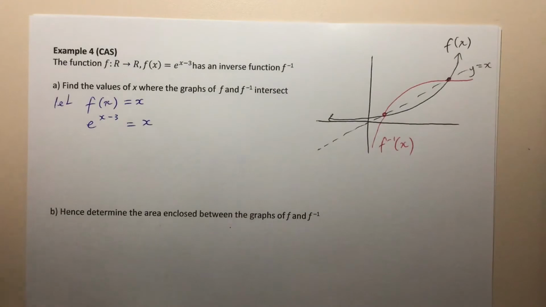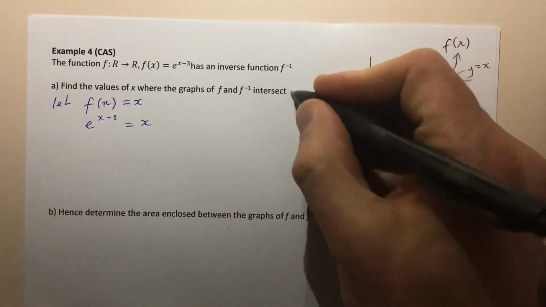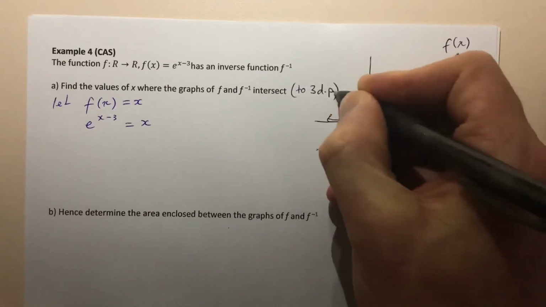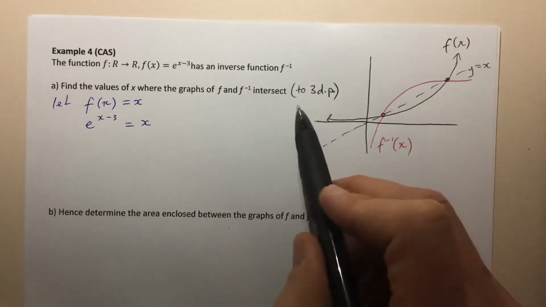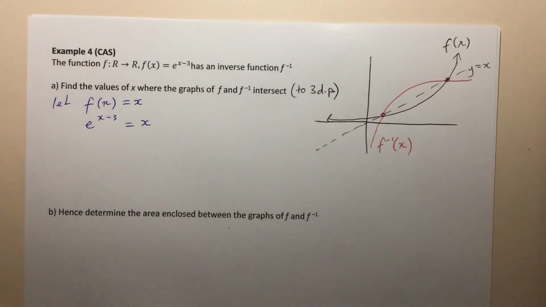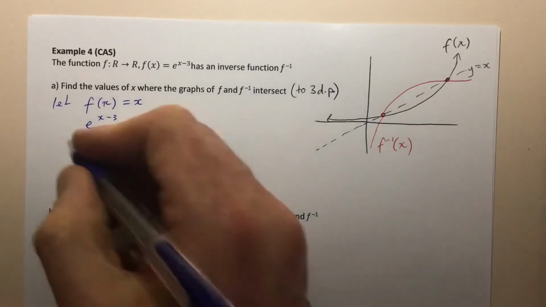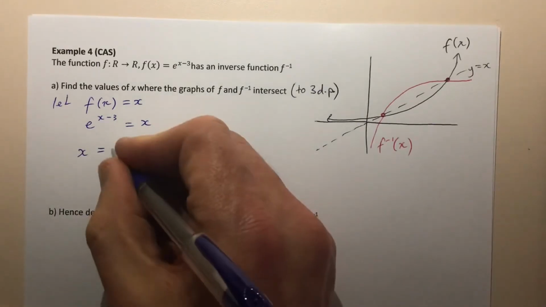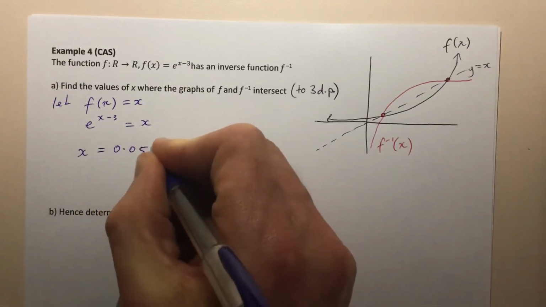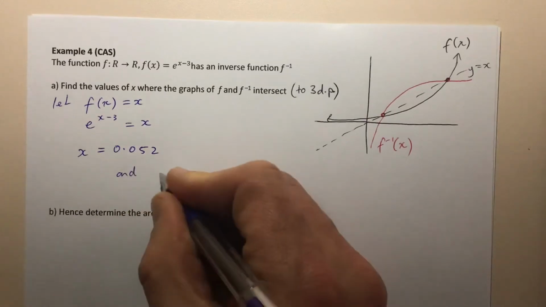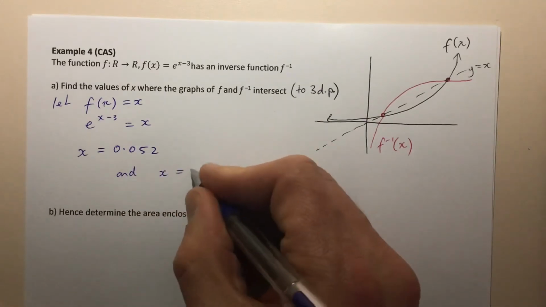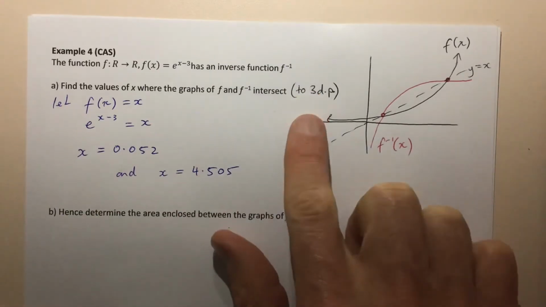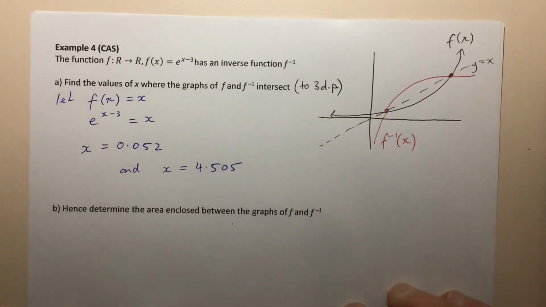Now, there was an error in this question, I should have pointed out at the start, but this should say to 3 decimal places. Even though it wasn't given in the question, it should have been. And the solutions to this equation to 3 decimal places are x equals 0.052 and x equals 4.505. So apologies for missing that in the question, but it should say corrected to 3 decimal places.